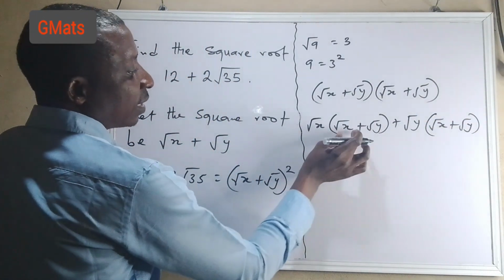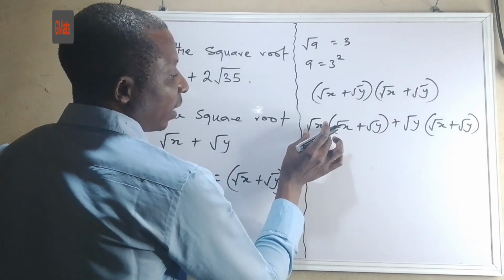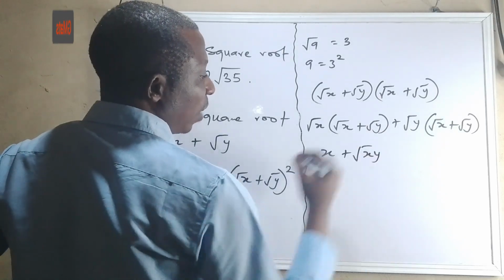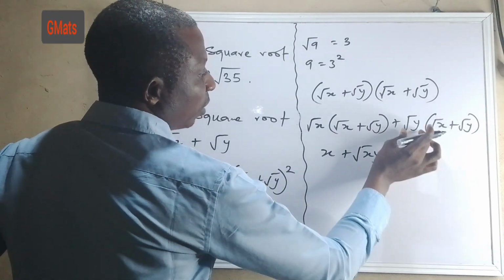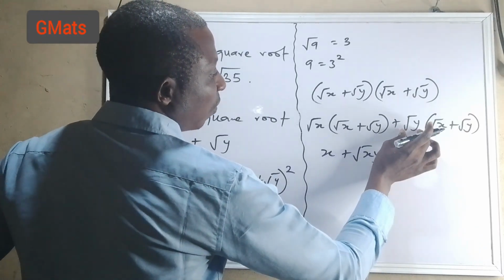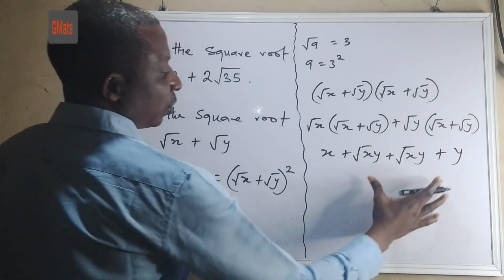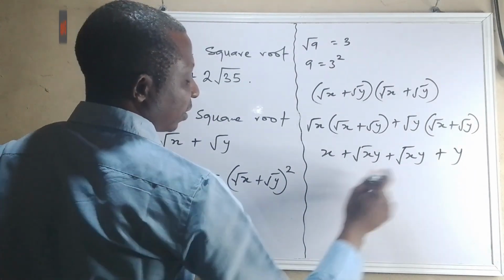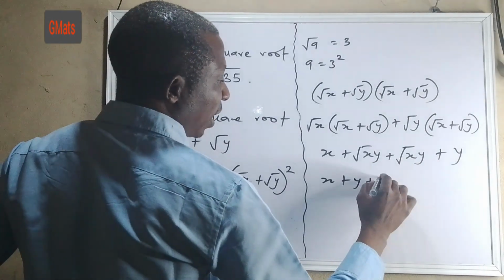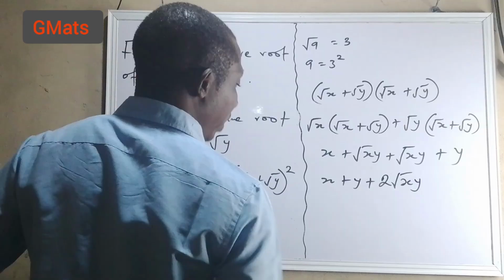So square root of x times square root of x is going to give you x. Square root of x times square root of y is square root of xy, plus square root of y times square root of x, that is square root of xy. Square root of y times square root of y is y. Right, so we can write this as x plus y plus, since these two are the same thing, 2 square root of xy.